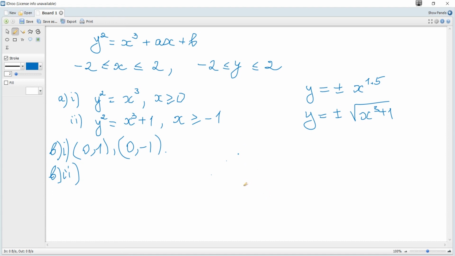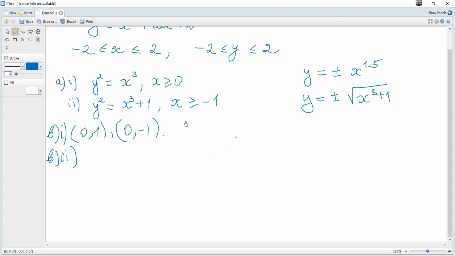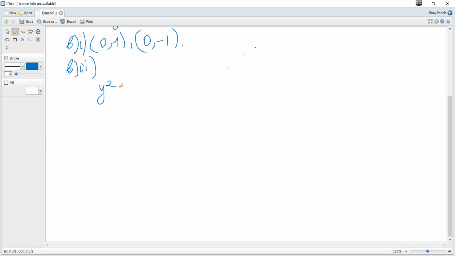The next. Now consider curves of the form y squared is x cubed plus b for x greater or equal than negative cube root of b, and b is a positive integer. C. By varying the values of b, suggest two key features common for these curves.